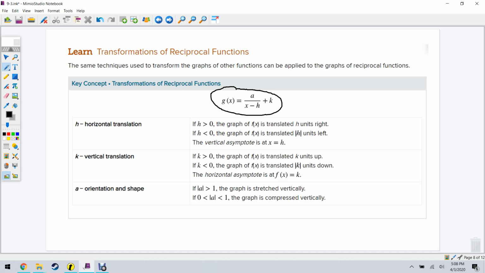H is associated with the horizontal shift, where the function goes left and right. If h is something positive that you have here, that means you shift to the right. If it is negative, you go left. K, if it is positive, you go up. If it is negative, you go down. That's basically what it is, just like the other type of functions.